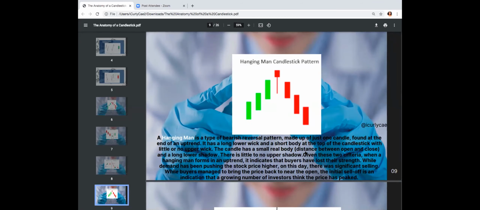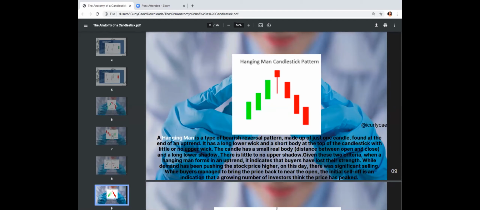With this candle, it has a long lower wick and a short body at the top of the candlestick with little or no upper wick. The candle has a small real body and a long lower shadow. There is little to no upper shadow. Given these two criteria, when a hanging man forms at the end of an uptrend, it indicates that buyers have lost their strength. While demand has been pushing the stock price higher, on this day or this interval of time there was a significant amount of selling.